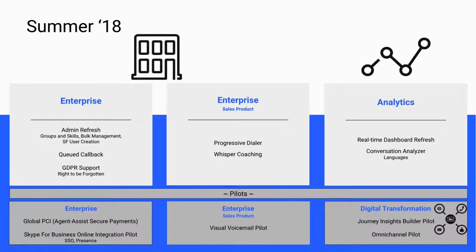Yes, hello. My name is Peter Dunkley. I'm another member of the product team. One of our most asked for features has been to integrate with Skype for Business, in particular to integrate presence between Skype for Business and the contact center.